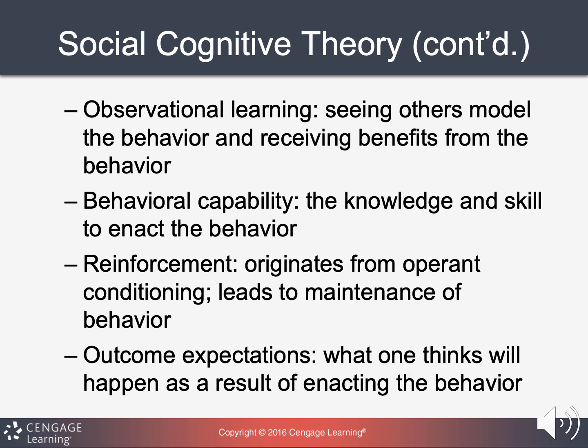Observational learning is seeing others have a certain behavior and then receiving benefits from that behavior. So you can think about maybe somebody who doesn't partake in drugs, maybe an uncle outside of the family, maybe he has a steady job in a loving family. So maybe that child's thinking, well, okay, there is another way of living. Behavioral compatibility, that's having the knowledge and skill to enact the behavior.